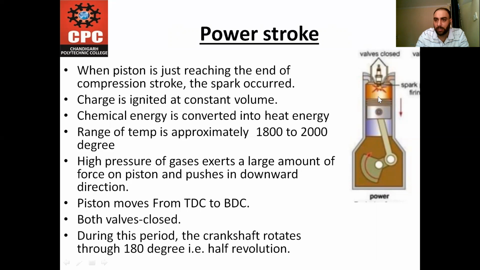When there is pressure on the piston, it starts moving downward, which means the piston moves from TDC to BDC. In this stroke, both valves are closed, and during this stroke the crankshaft rotates 180 degrees, which means a half revolution. Up to here, the crankshaft has made 1.5 rotations.